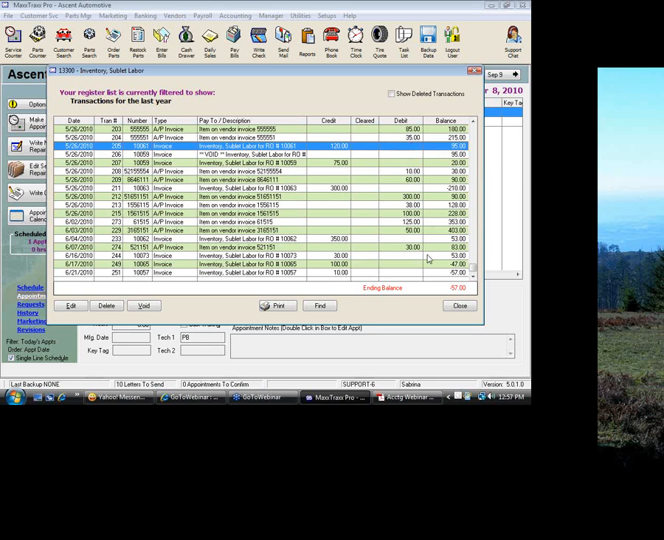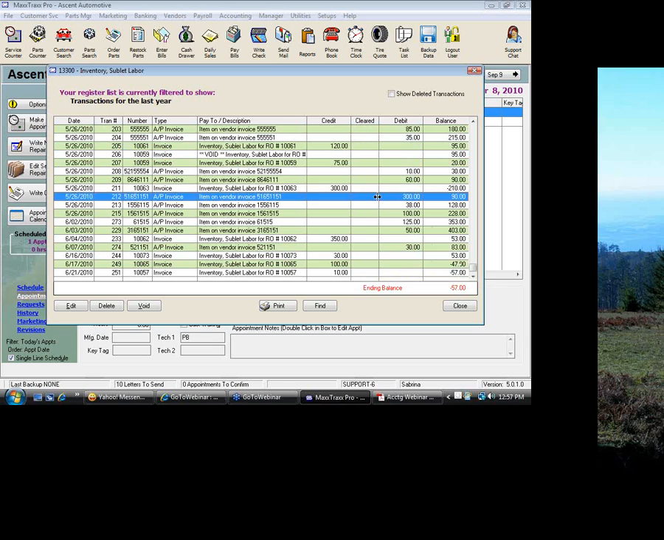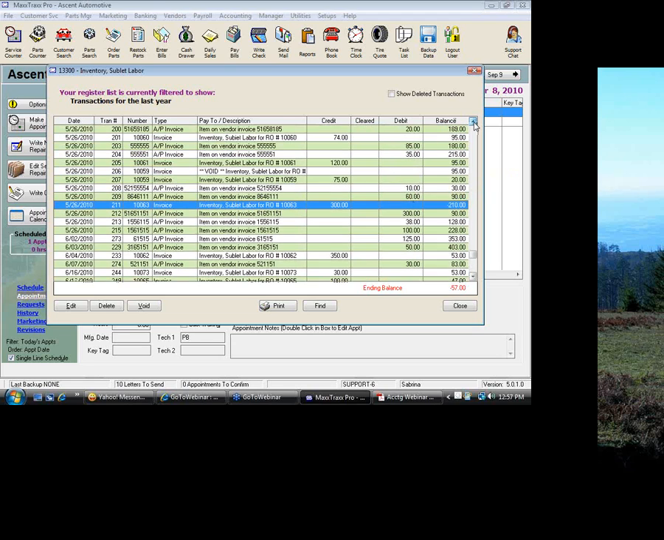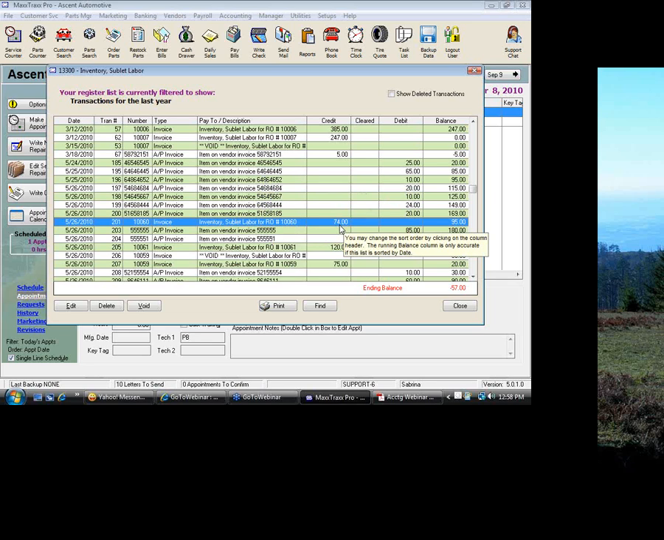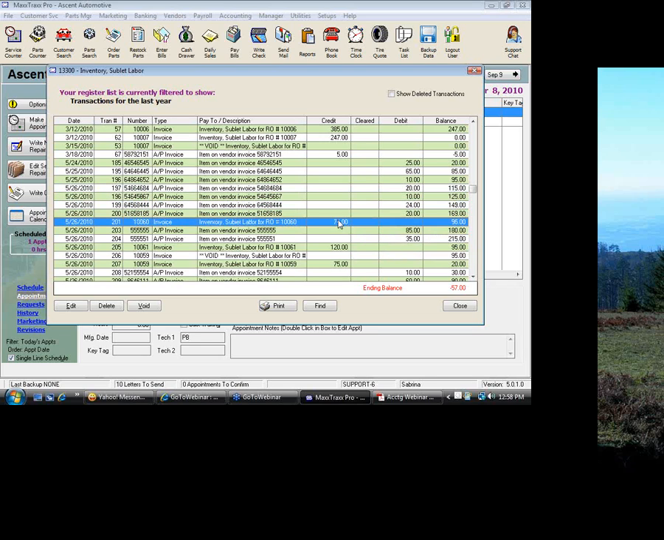So let's see if we've got some that match. Here's a $30 and a $30, a $300 and a $300. Let's see if we can get some up here that are a little more tied together. Here's an example, 20, 10, 24, and 20. All of these were grouped together because they were purchased on 4 different vendor invoices, 4 different types of sublet, but billed out on one RO for all 4 of those. So the 20 plus 10 plus 24 plus 20 is 74.